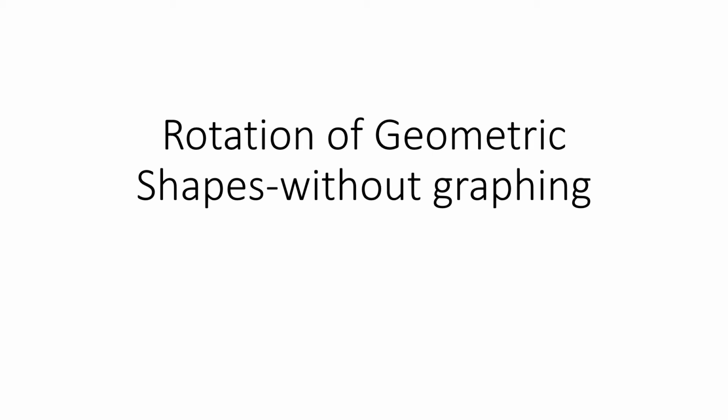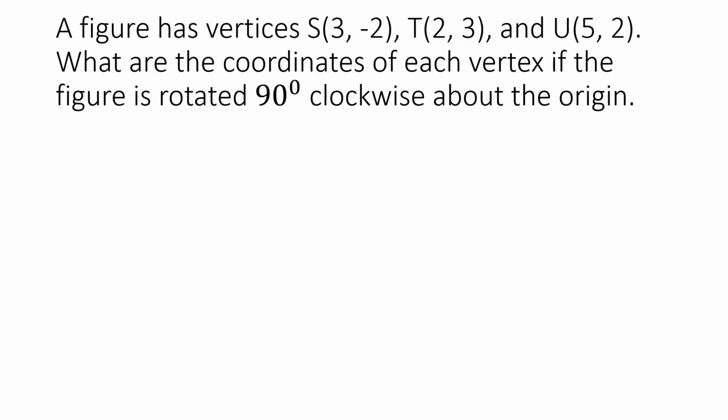In this lesson, we are going to find the vertices of the rotated figure without graphing. A figure has vertices S(3, -2), T(2, 3), and U(5, 2). What are the coordinates of each vertex if the figure is rotated 90 degrees clockwise about the origin?